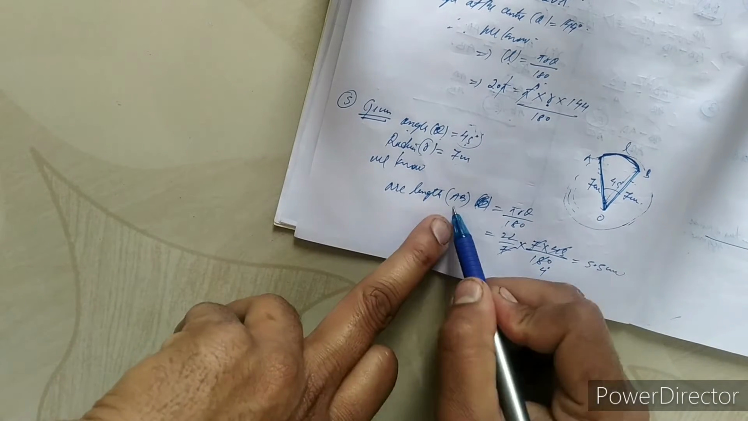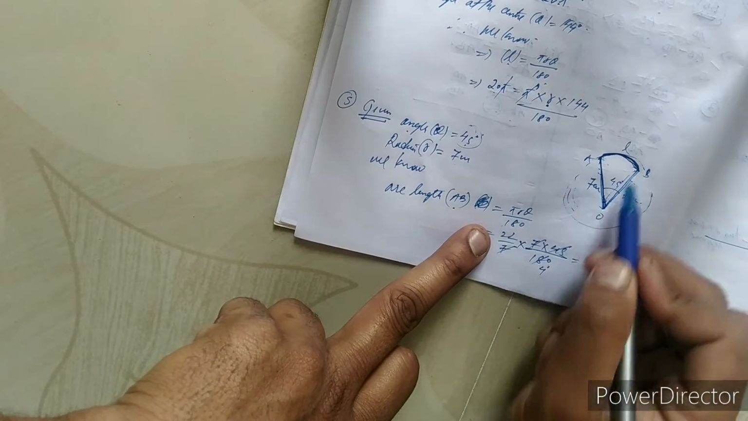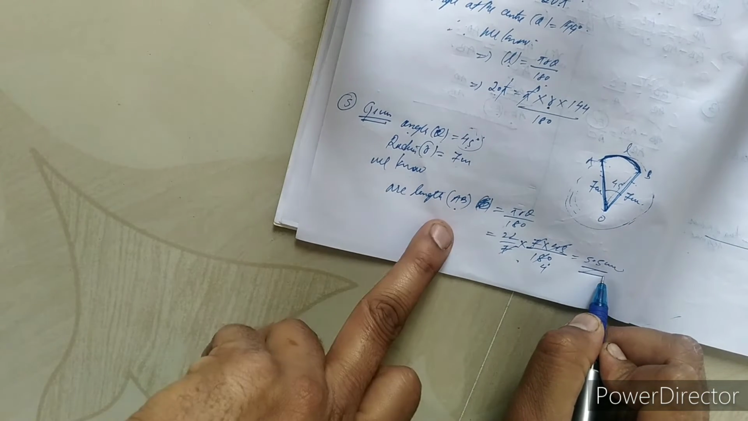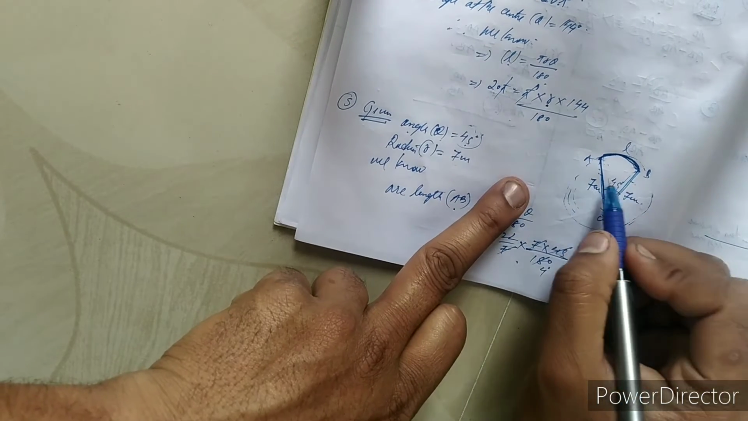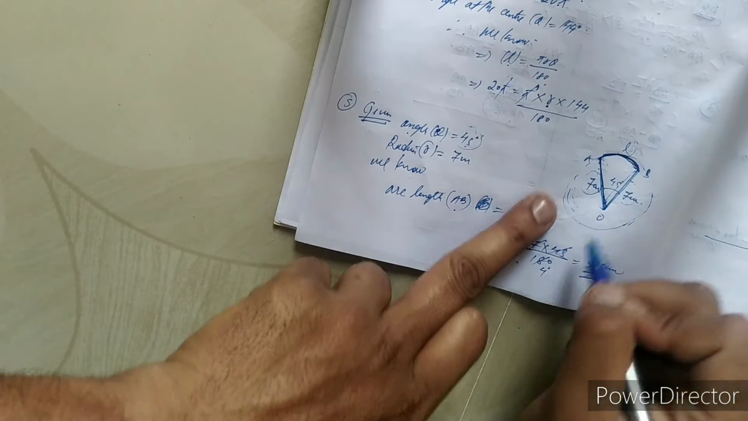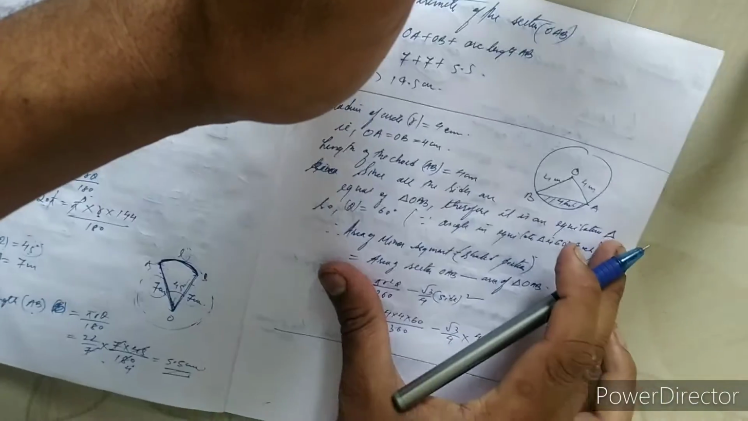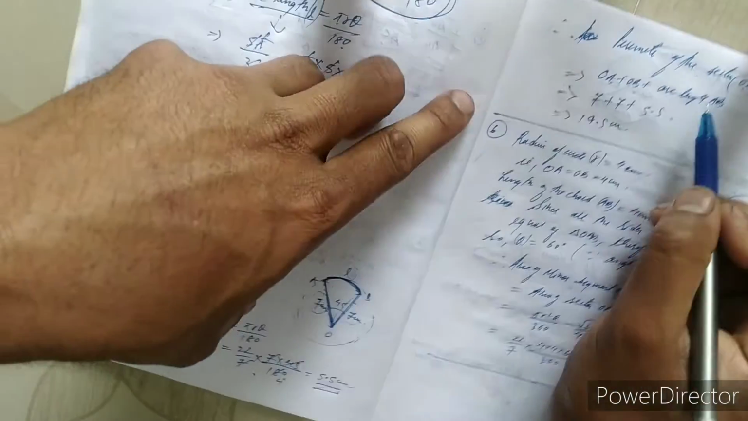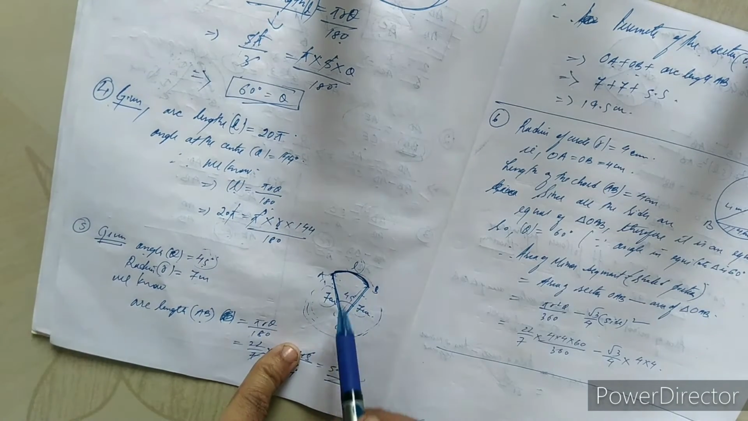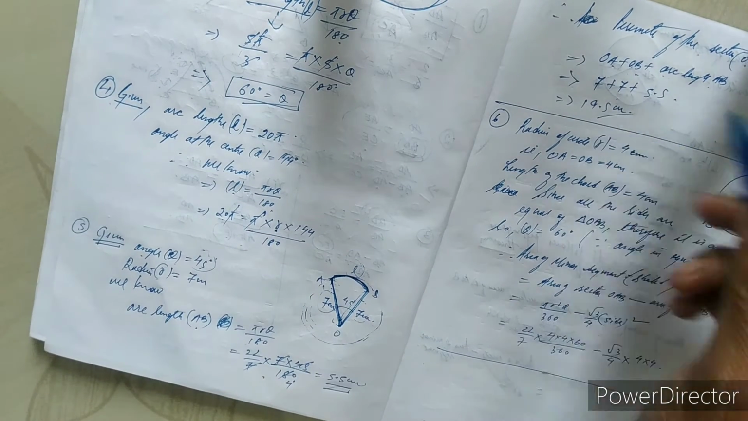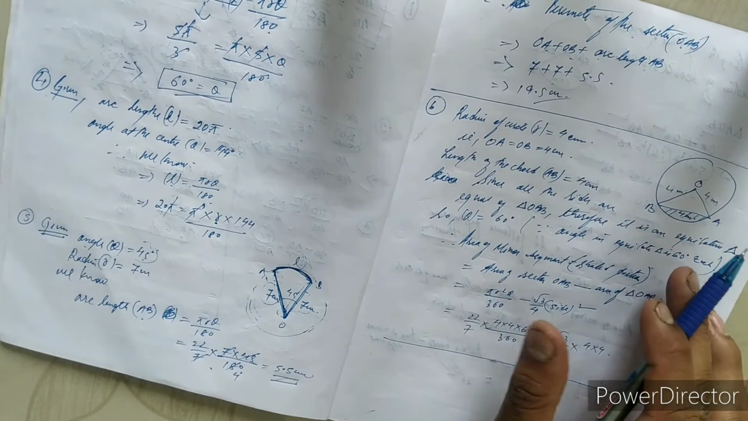So arc length AB equals pi r theta by 180, you'll come to get 5.5. Okay, so perimeter of the sector will be what? Perimeter is 7 plus arc length, you'll come to get the answer. Here I've written it: perimeter of the sector OAB is OA plus OB plus AB. Arc length AB, so you'll come to get 19.5. This is not hard, just simple calculation.